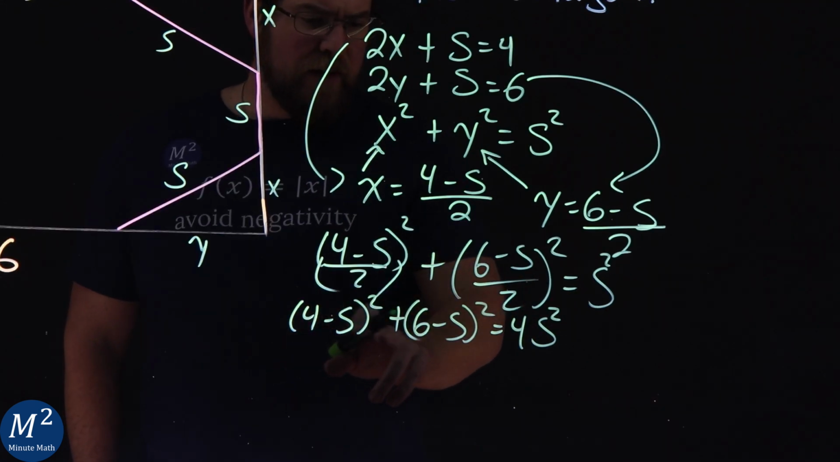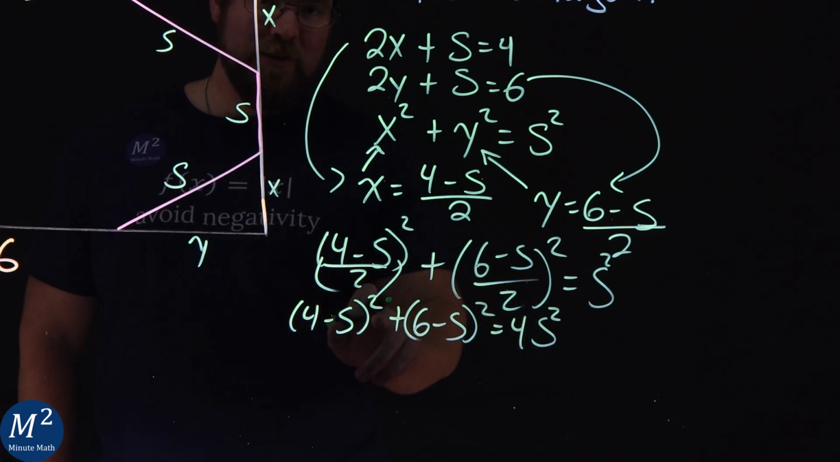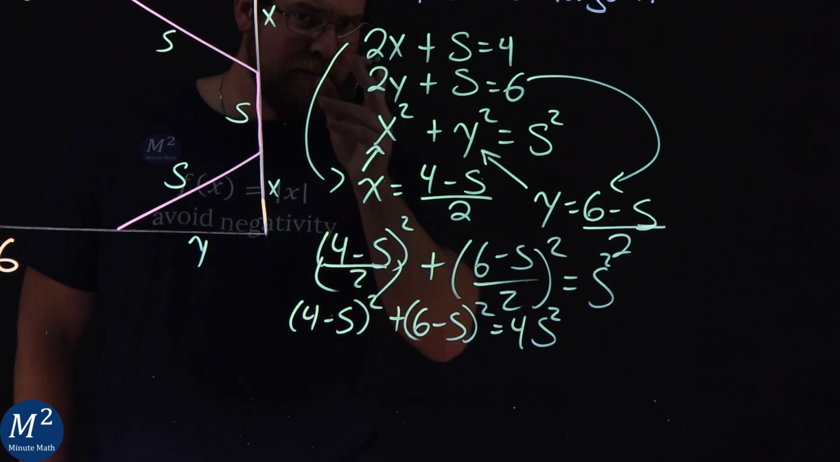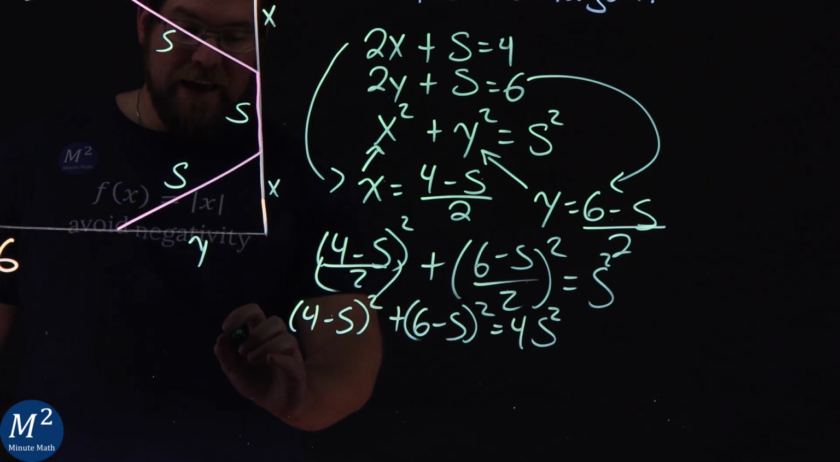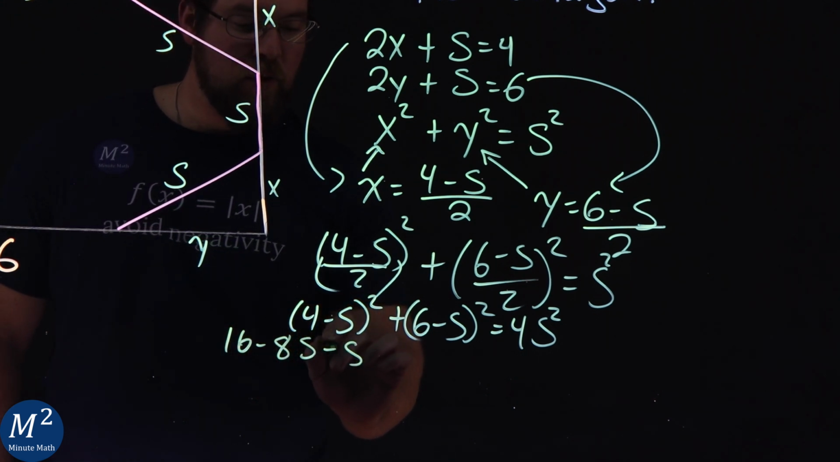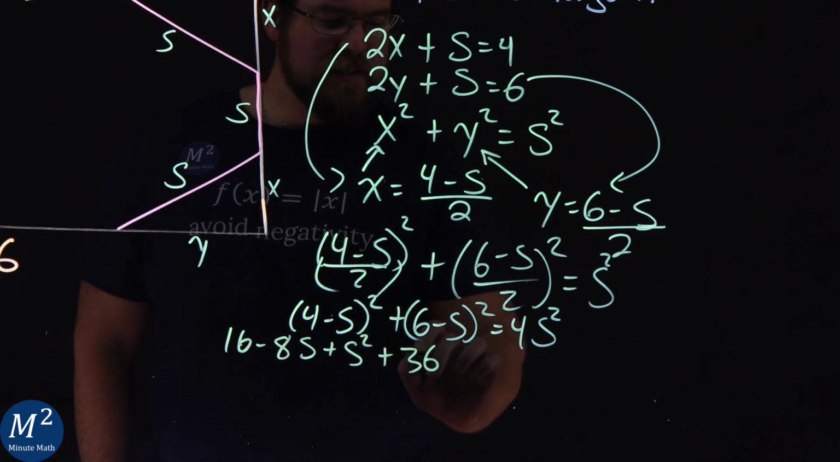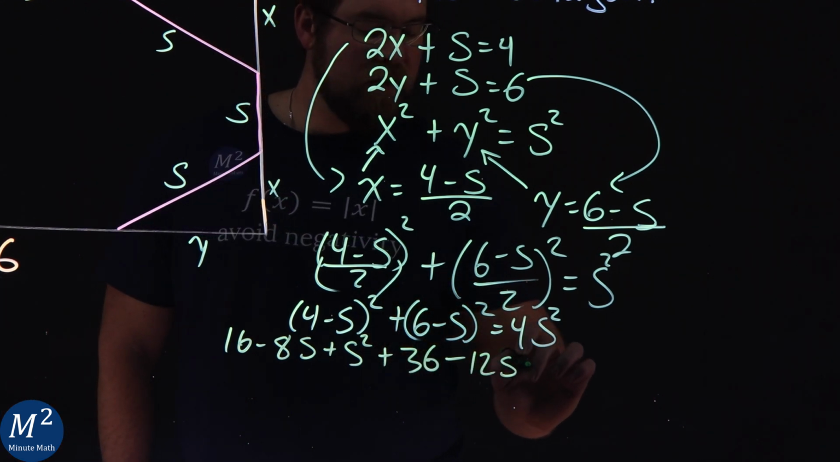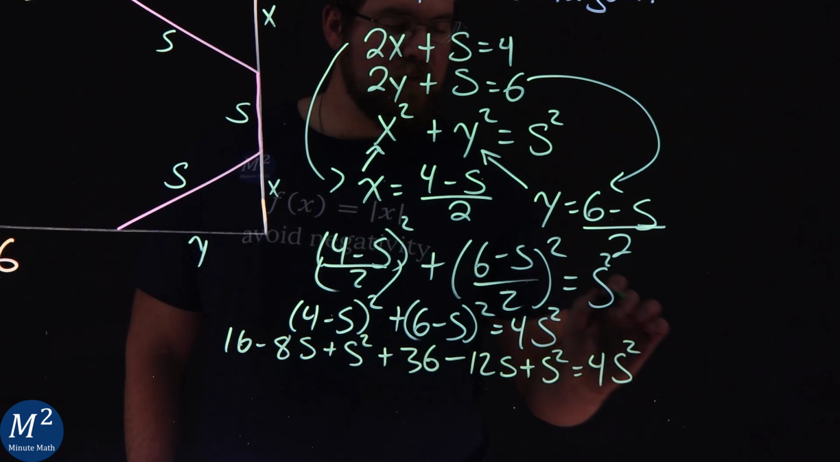So now let's simplify this a little more. We have (4 minus S) all squared. I think I kept messing up that minus sign, so don't forget it's 4 minus the S. That simplifies to 16 minus 8S plus S squared. And the same thing here: 36 minus 12S plus S squared is equal to 4S squared.